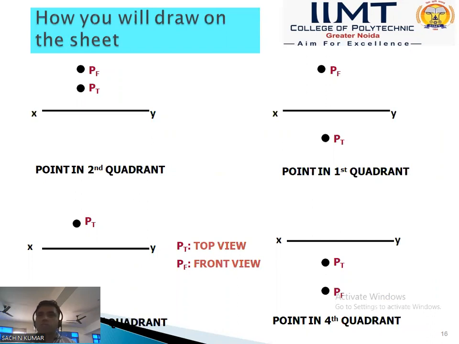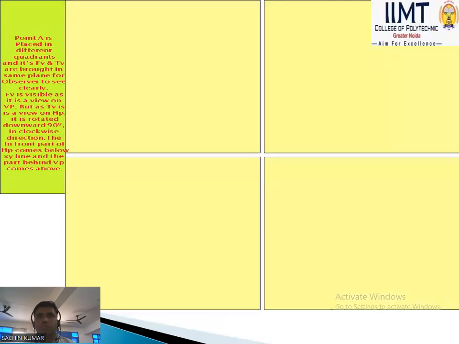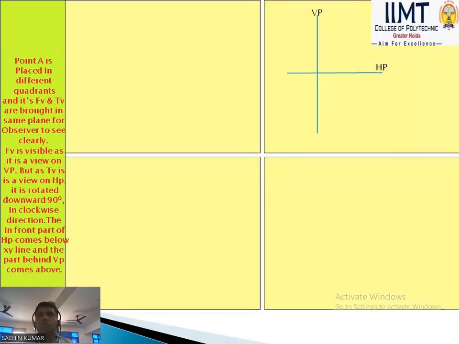We have discussed in the previous slide that if the point is in the first quadrant, then the front view goes above the XY line and the top view below the XY line. In the case of the second quadrant, the front view and top view go above the XY line. In the case of the third quadrant, the front view is always below the XY line and the top view above the XY line. In the case of the fourth quadrant system, the front view and top view are below the XY line. So that is the simple case. So that is how to rotate it.